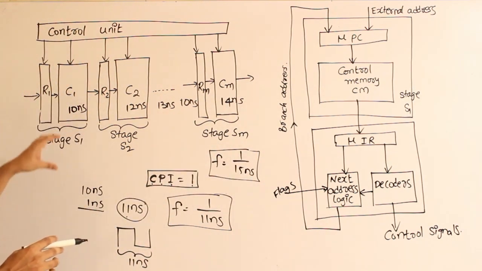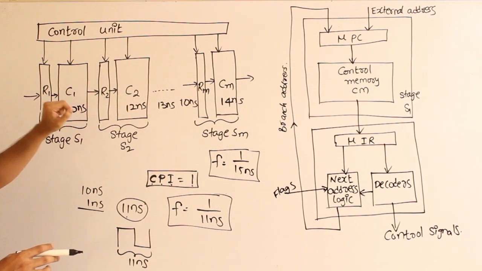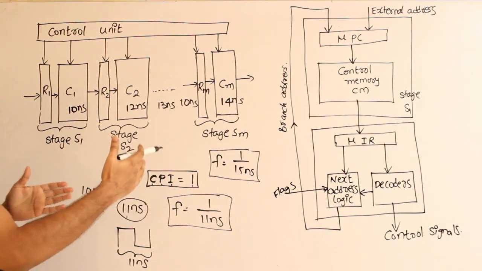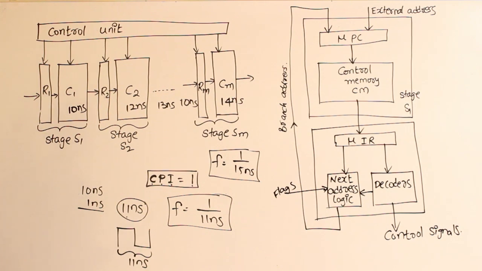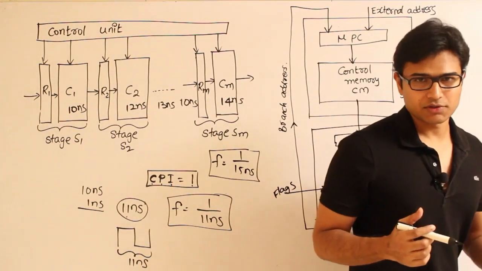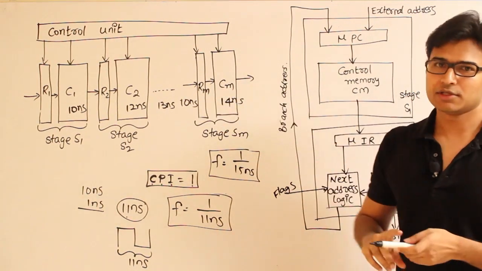So what is it? When the pipeline stages have non-uniform delays, then we take the largest delay and appropriately set the frequency. Got it? Okay. And we can solve some questions on that also later, but first try to understand this one. The numerical part we shall get into later.